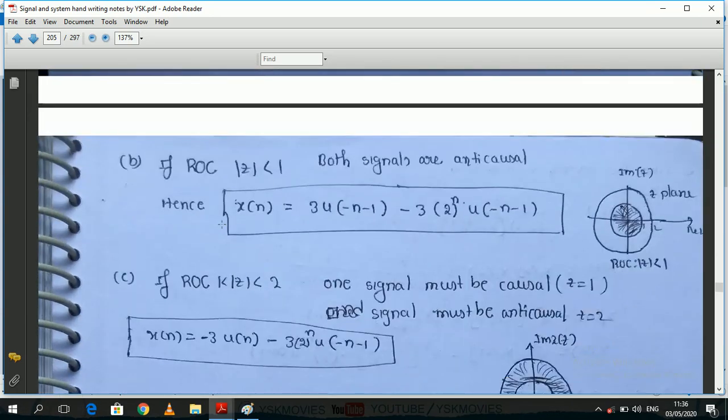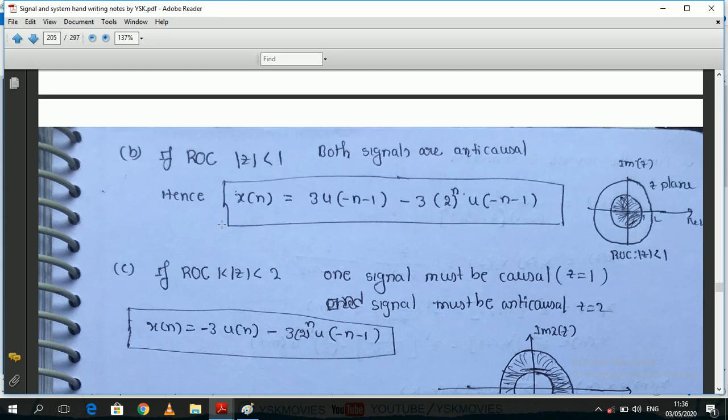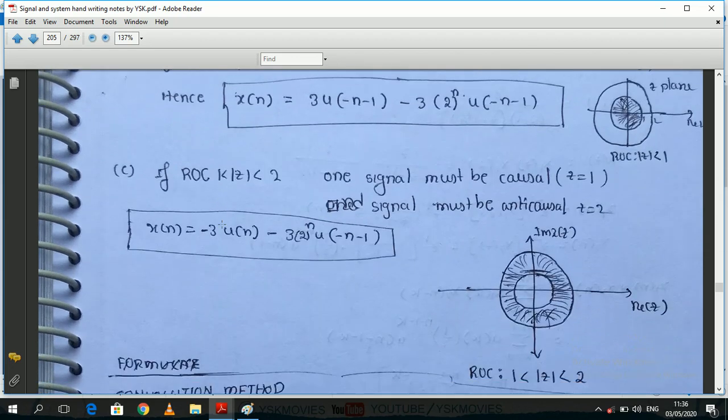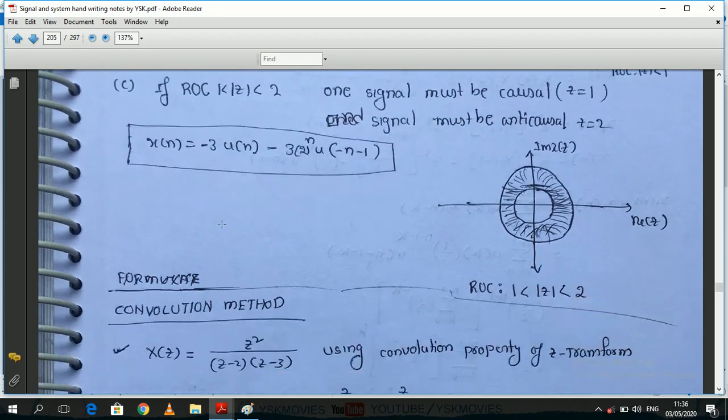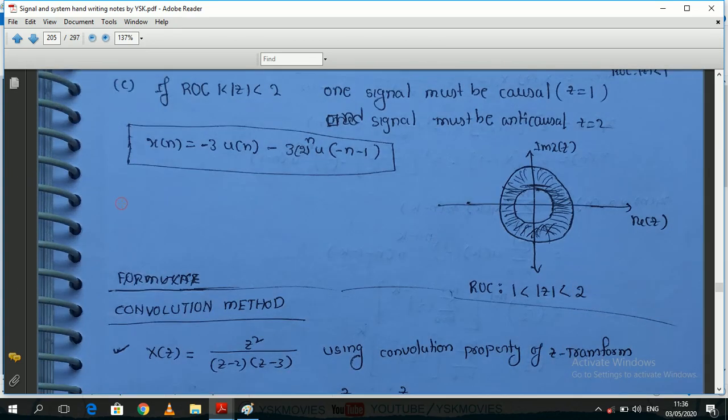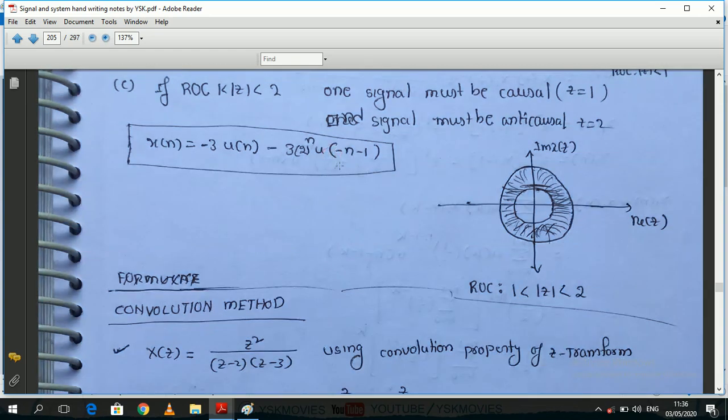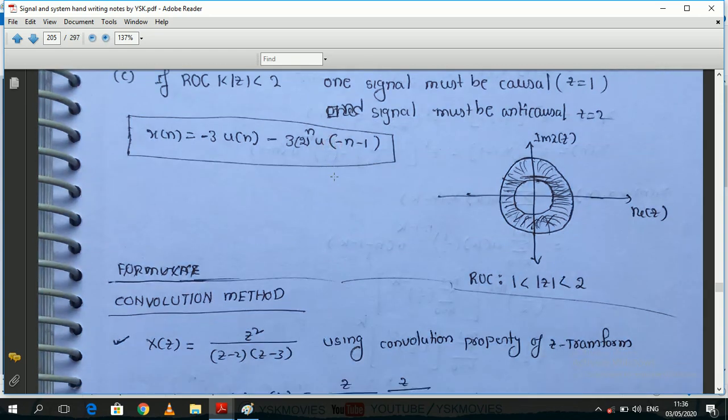If ROC is z less than 1, that means u of minus n minus 1 and 3 into 2 power n u of minus n minus 1. So this is the second answer. Okay, and if it is in the middle, a ring between both circles, see this, u of n and u of minus n minus 1. This is the inside of the circle. So this is the one.